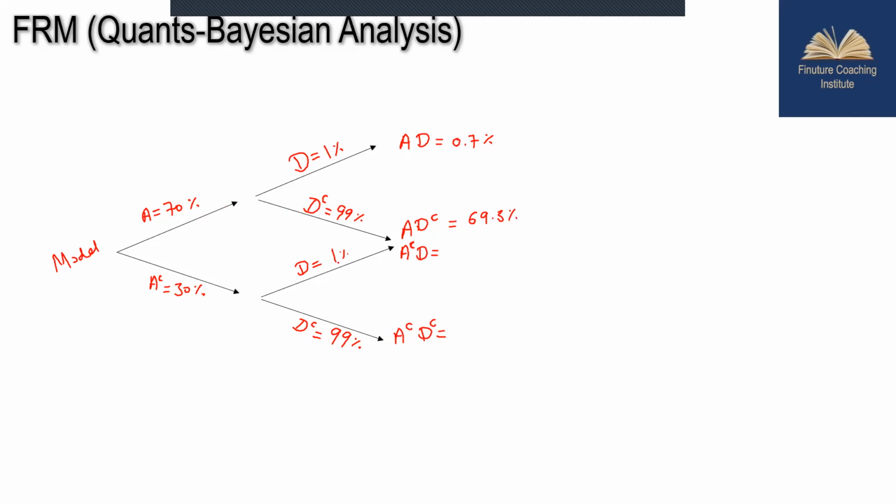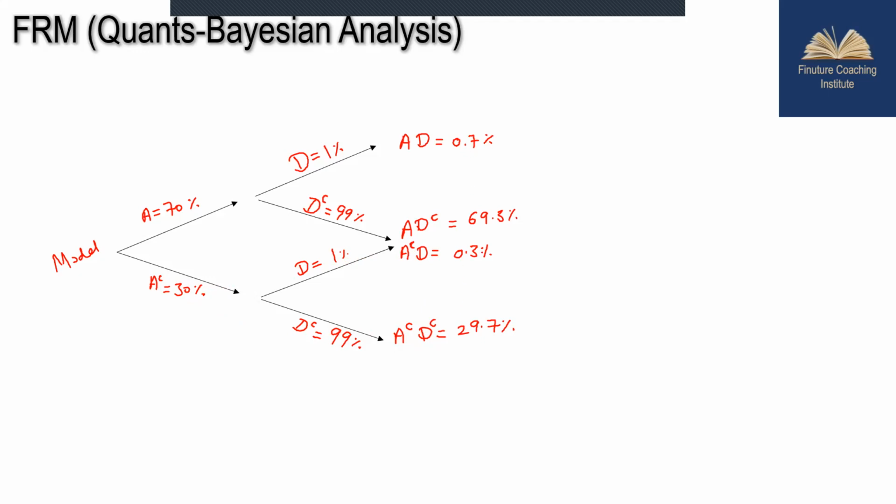And like this node, A complement into D, it is 1% of 30%, it would be 0.3%, like 10% of 30% would be 3%, and again 10% because 1% is a 10% of this, so it would be 0.3%. And 0.3 into 0.99 would be equal to 0.297, that is 29.7%.